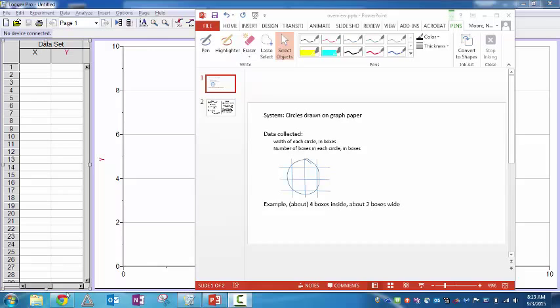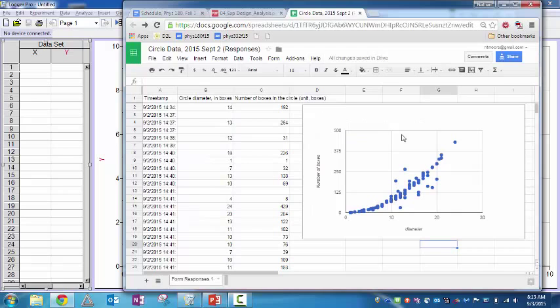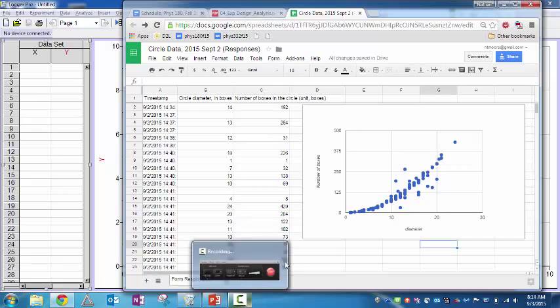So the data that we took looks on the agenda. It looks right here, our class's results. So this is the data, and I cleaned out the lousy points that were flipped for a couple of people. So here's the data for the diameter and the number of boxes.